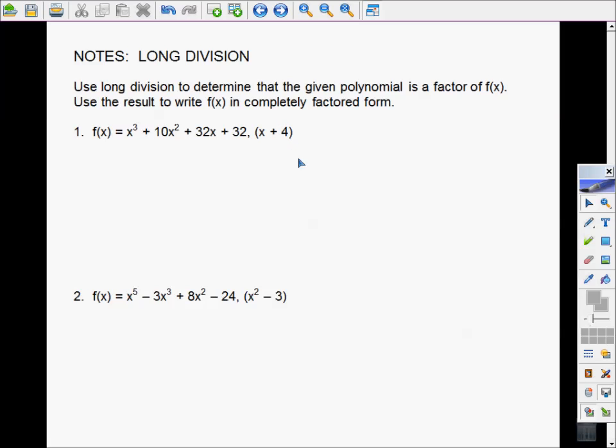Before you do anything, you need to make sure that your polynomials are in decreasing order. So I have x cubed, x squared, x, and no x, right? So I'm in order, I'm ready to go, and so let's start dividing. When I divide, I have my big polynomial, my whole polynomial goes inside.